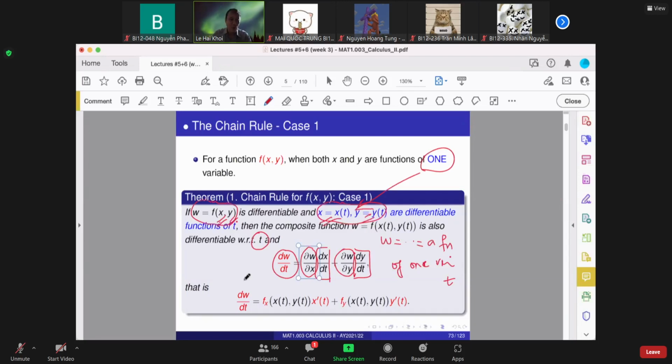In other words, we can write w prime at t, that is dw over dt, as the partial derivative of f with respect to x multiplied by the derivative of x with respect to t, plus the other variable, the partial derivative of f with respect to y multiplied by the derivative of the variable y with respect to t. That's case one for two variables. Case one means the variables are functions of one variable t.